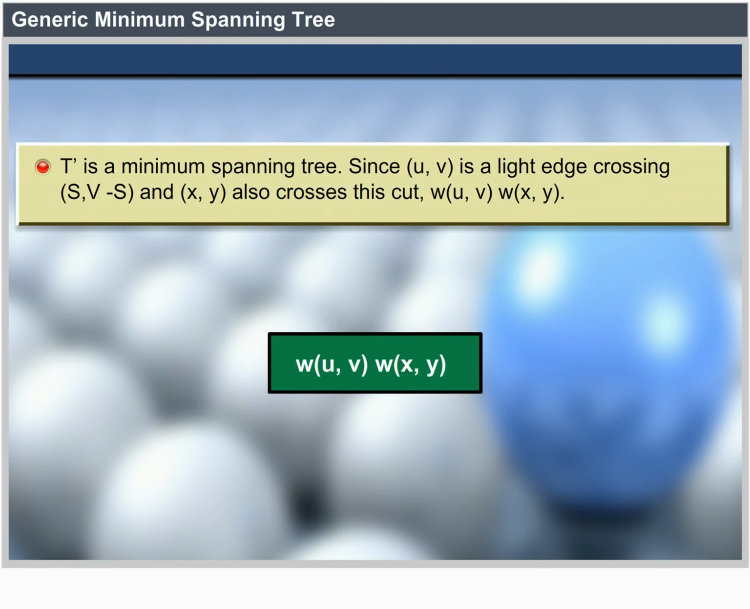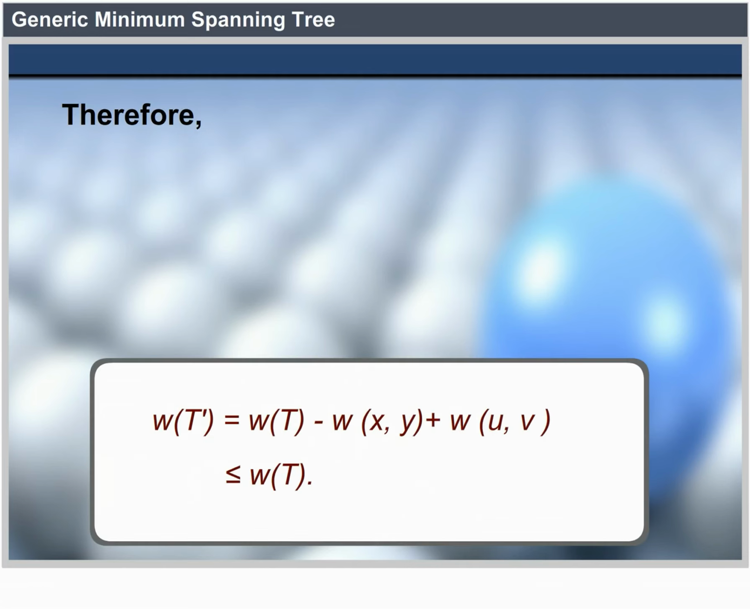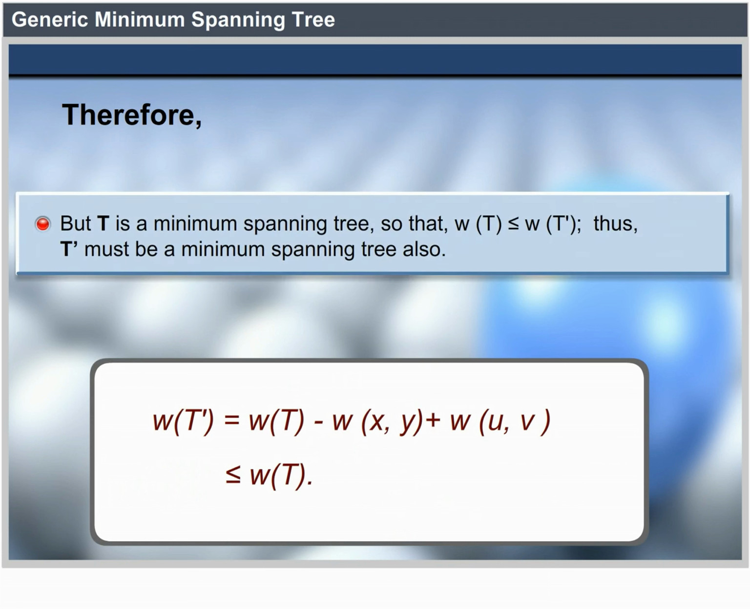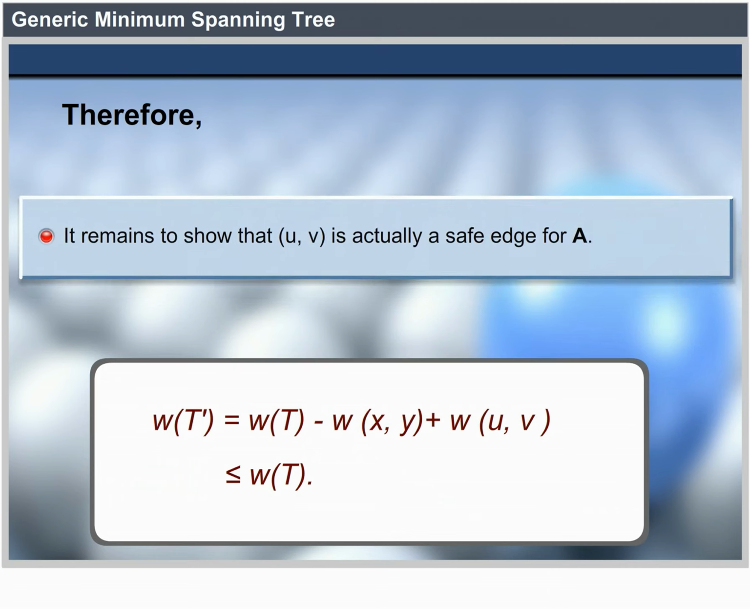T' is a minimum spanning tree since (u, v) is a light edge crossing (S, V minus S) and (x, y) also crosses this cut, so w(u, v) is less than or equal to w(x, y). Therefore, w(T') = w(T) minus w(x, y) plus w(u, v), which is less than or equal to w(T). But T is a minimum spanning tree so that w(T) is less than or equal to w(T'). Thus, T' must be a minimum spanning tree also. It remains to show that (u, v) is actually a safe edge for A.